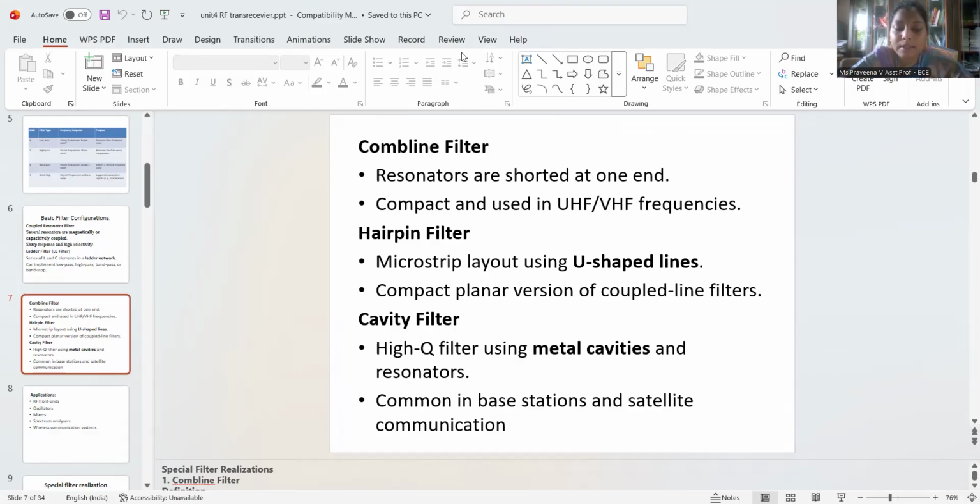The main advantages are that the size is very compact, and it has good frequency stability and high selectivity. That is the main advantage.